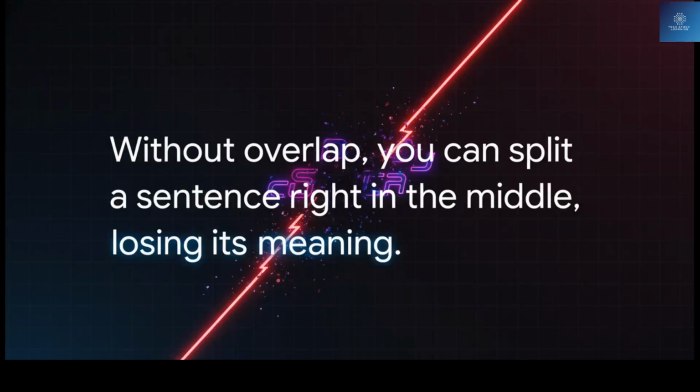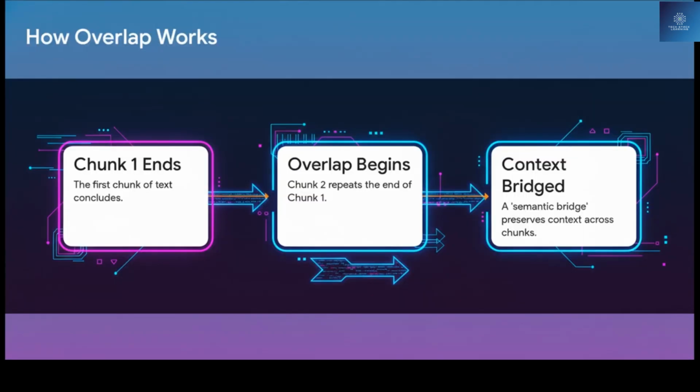Let's start with what can go wrong. Imagine you just blindly split your text every 1,000 characters. You could easily chop a super important sentence right in half. The first chunk ends, the next one begins, and that crucial connection, that context between them, it's just gone. Poof. And this is why chunk overlap is your absolute best friend.